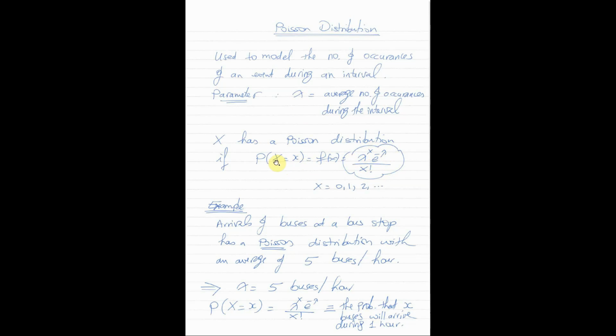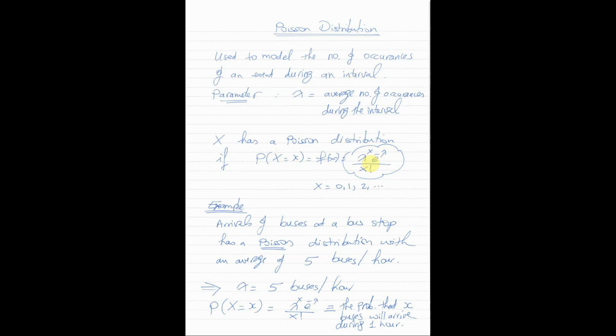Like if we say, what is the probability that variable x is equal to 3? First of all, what does this mean? It means the probability that we have 3 occurrences of our event during our interval. The probability that x is equal to 3 would be given by lambda to the power of 3, e to the power of minus lambda, over 3 factorial. So we substitute different values of x according to which probability we want to calculate, but lambda is our parameter, which is the average number of occurrences of this event during our interval.